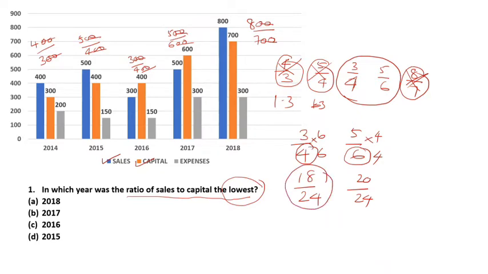So 18 by 24 means this is the lowest number, 3 by 4, which is the third year. That means 2016. So 3 by 4, this is the lowest, 2016. So in which year was the ratio of sales to the capital lowest? We can answer 2016 is the correct answer. Kindly note it. Then we will go to the next question.